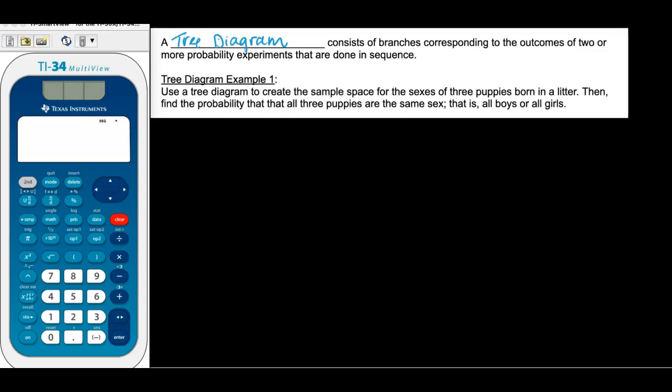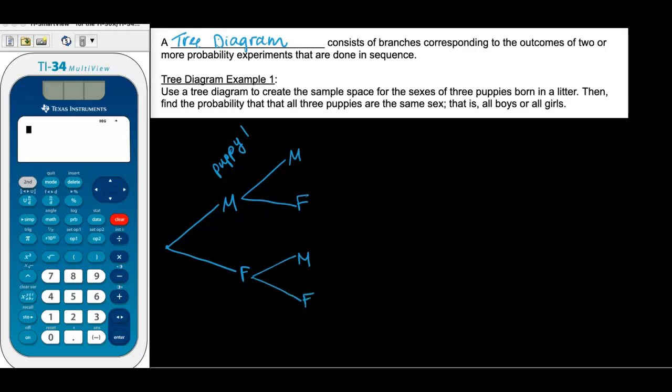So I'm just going to put a dot, and this represents my starting place, and then I'm going to draw a branch that represents my first puppy. So my first puppy could either be male or female. So this represents puppy 1 here. And then my second puppy could either be male or female. So I continue and I say, well, if my first puppy's male, my second could either be male or female. If my first puppy is female, my second could either be male or female. So this second layer here is just puppy 2.